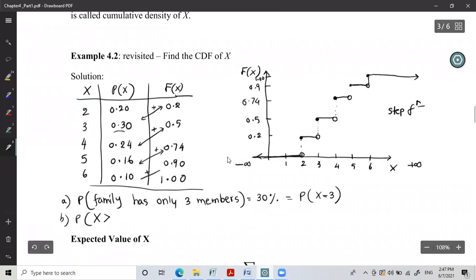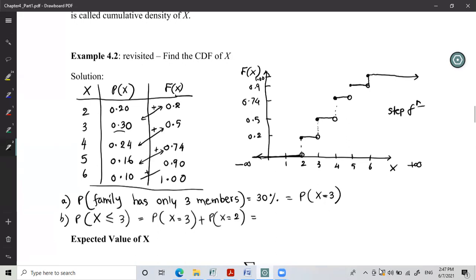But if you want X less than or equal to 3, how do you find that? What are the possible values? X can be 3, and X can be 2. So these are the possibilities where X is less than or equal to 3. So what are those probabilities? You have them, 0.2 and 0.3. Add them together, and you already have it in the F(x). So this is 0.5. So you can easily find them from the table.